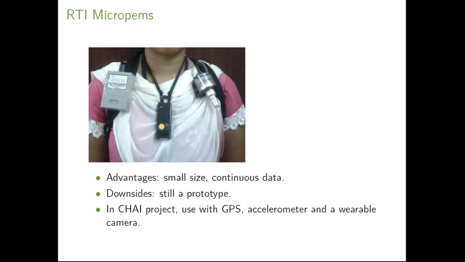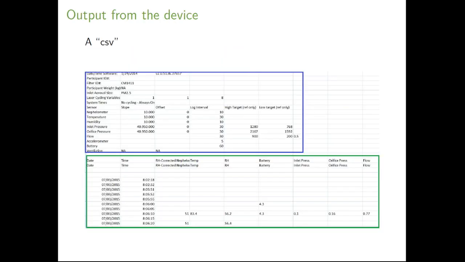So the microPEM is this gray device. It's a small size device and it provides time-resolved data. But the downside is that it's still a prototype, so it doesn't give perfect data. We use this in the CHAI project with GPS, accelerometer, and a wearable camera.